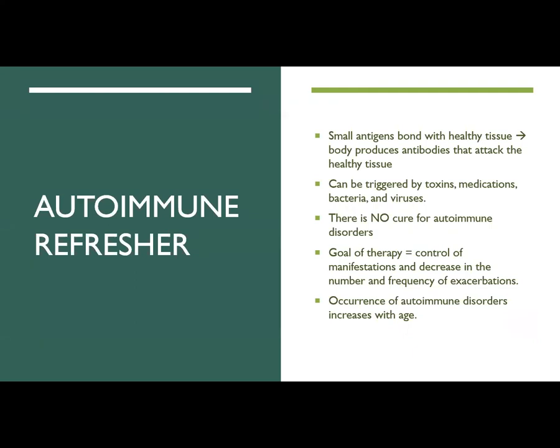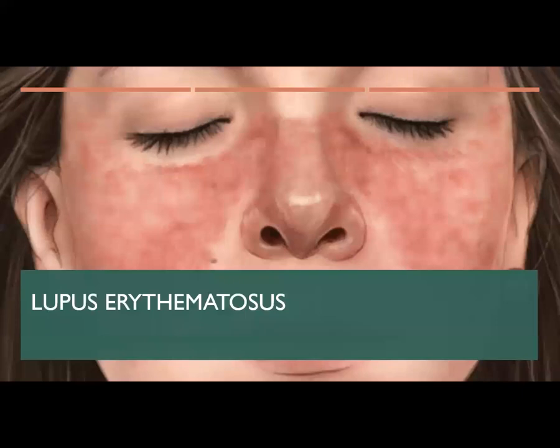It can be triggered by toxins, medications, bacteria, and viruses. Unfortunately, there is no cure for autoimmune disorders. And remember, these are genetically linked. Your main goal of therapy is to control the manifestations and decrease the number and frequency of exacerbations. Occurrence of autoimmune disorders does increase with age. So the first one we're going to be talking about is lupus erythematosus.